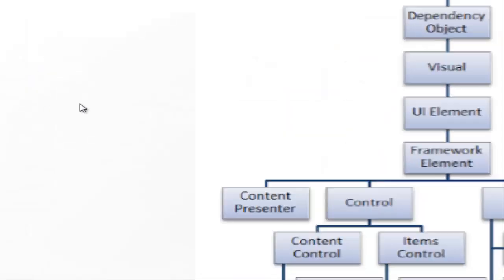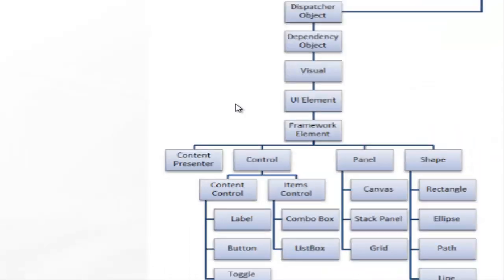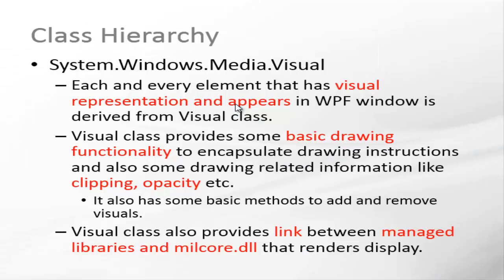The next one is the visual, and let's go back to this visual. The word itself says the use of this visual object is to show the content onto the screen, or in other words, provide a representation to all the components which you have. So it may be a button, it may be a circle, triangle, whatever you draw, or it may be a list box, it may be anything for that matter. Show its appearance on the screen.